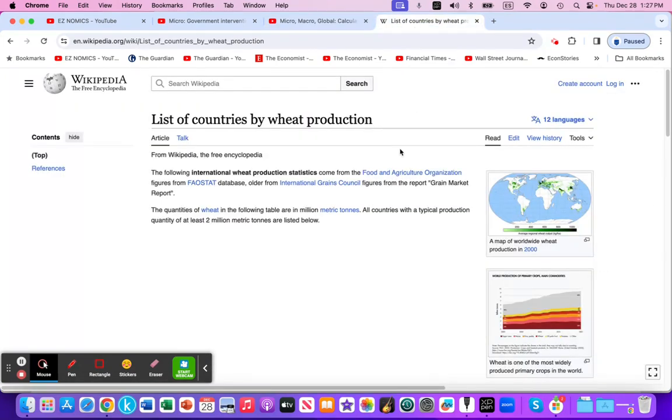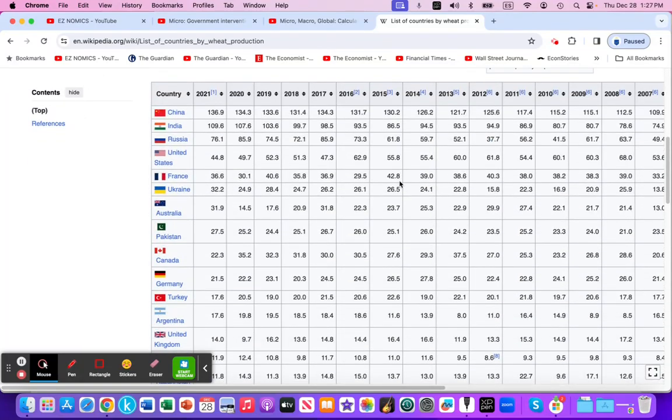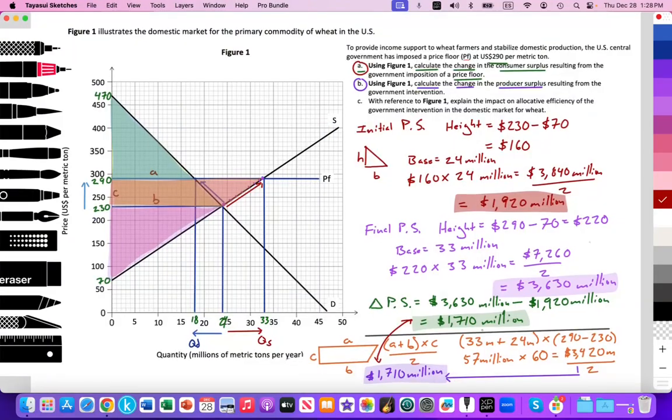We're using wheat production in the United States as our applied example within this quantitative question. We can see the United States in 2021 was producing 44.8 million metric tons of wheat. The number one producer is China, then India and Russia. So let's take a look.